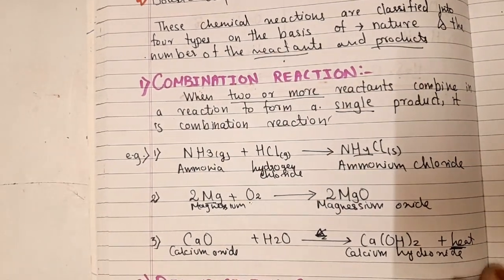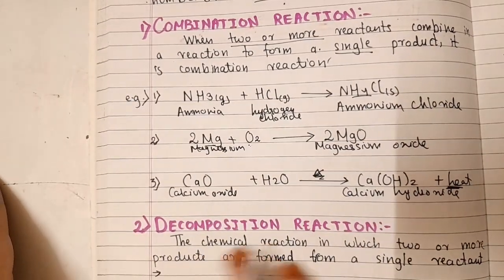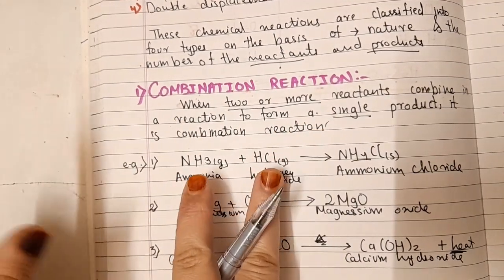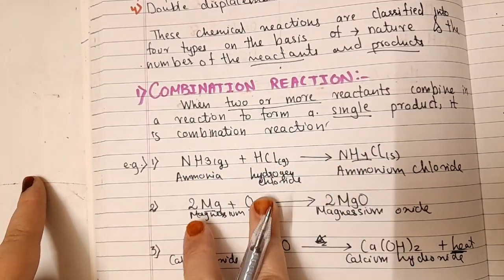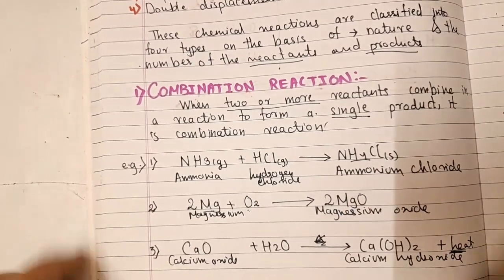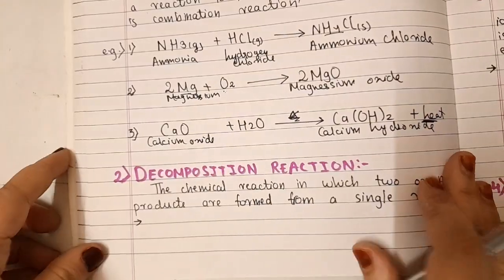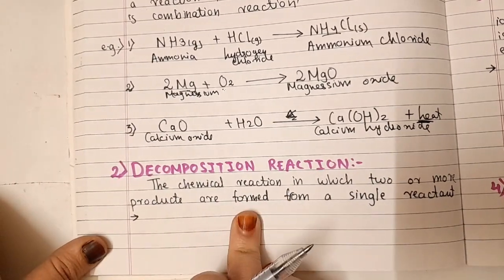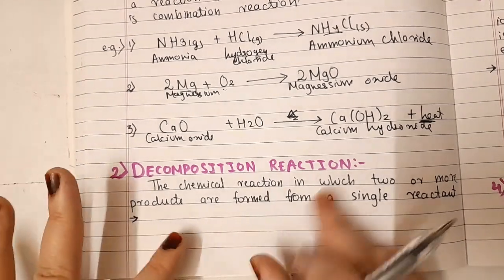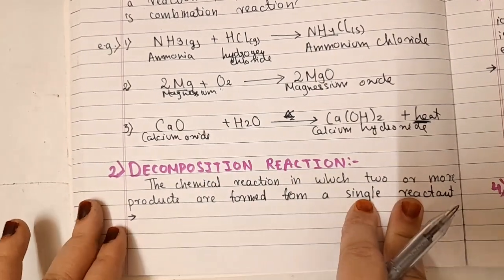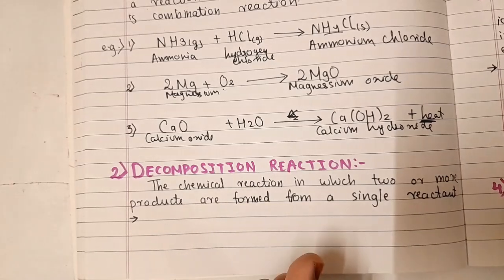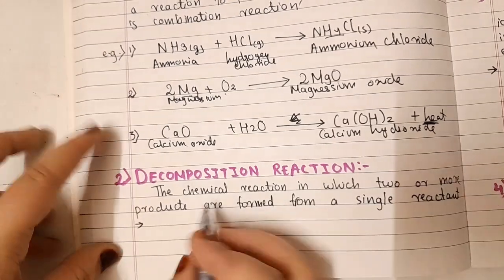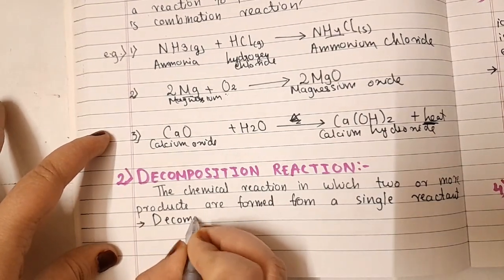Now let's move towards the second kind, which is decomposition reaction. Students, in combination reaction, two reactants mix together and form a single product. Now in decomposition type of reaction, the chemical reaction is one in which two or more products are formed. So this is the reverse of combination reaction. That means two or more products will be formed from a single reactant. Our reactant will decompose into two products. So this is called a decomposition reaction.